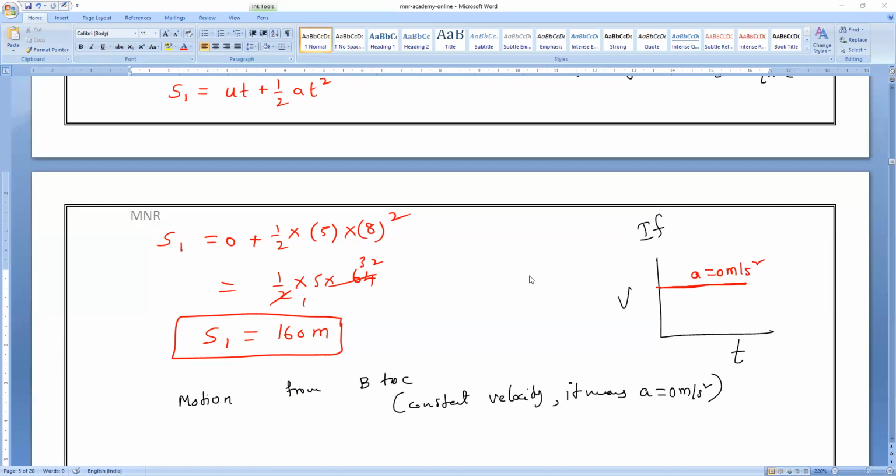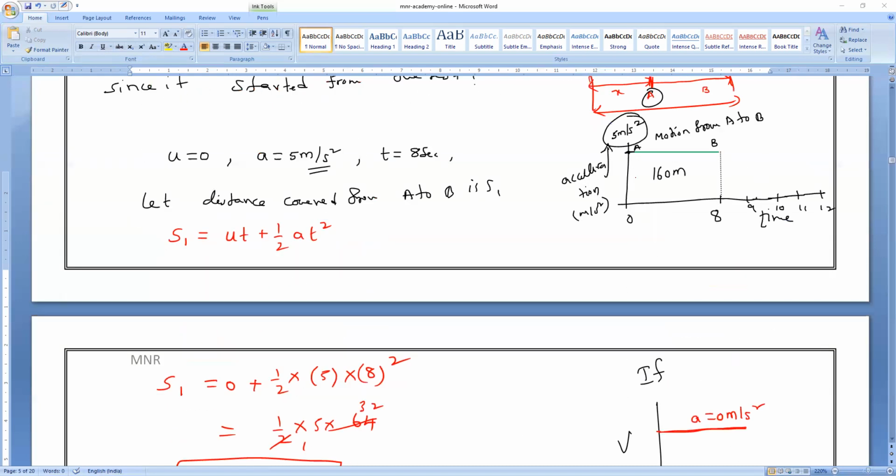Okay. So now, Lingesh, we are not drawing the velocity time graph. What are we drawing? Acceleration versus time graph. Correct or not? Yes, sir. Now, the time at point C is 12 seconds.